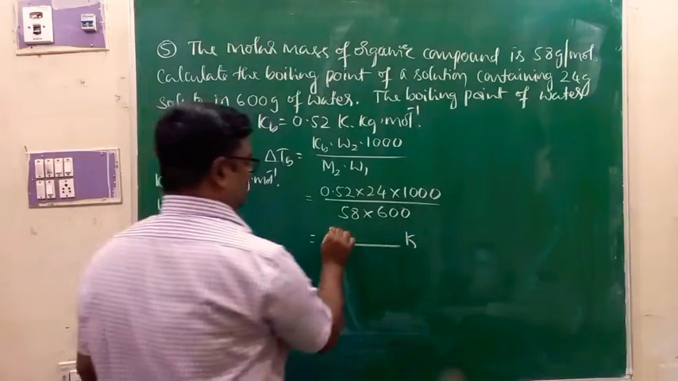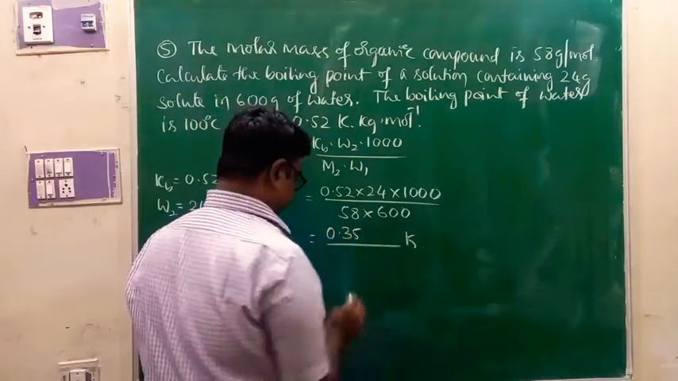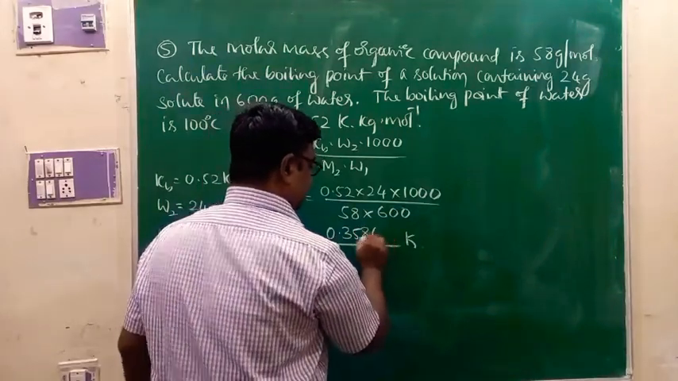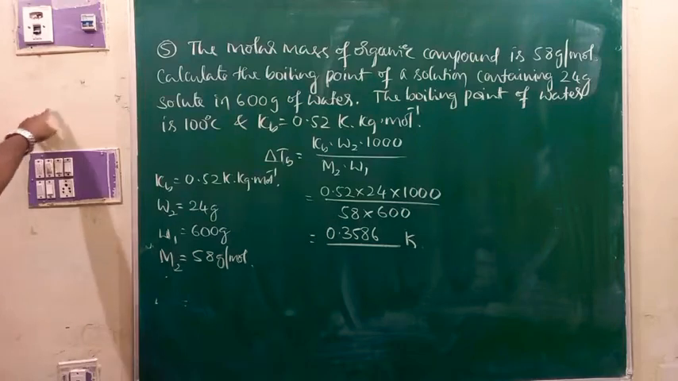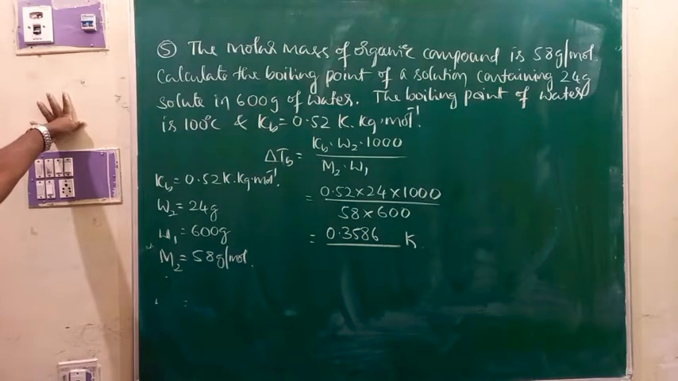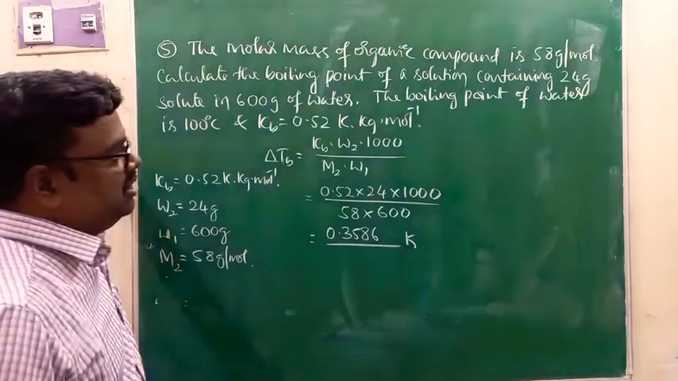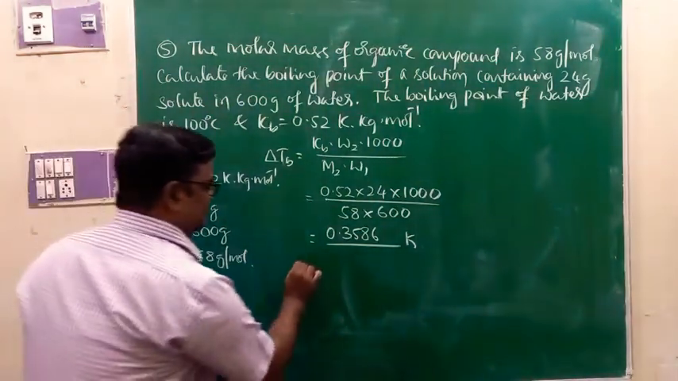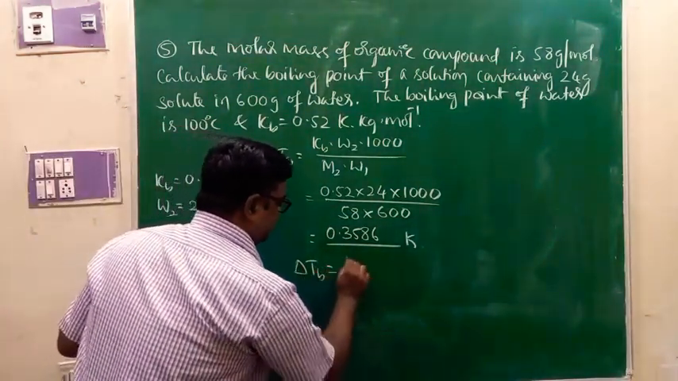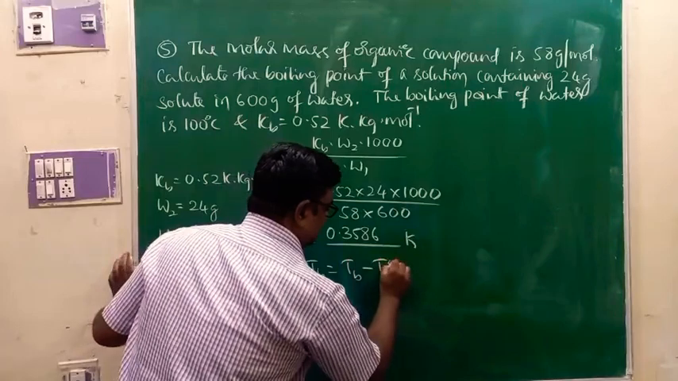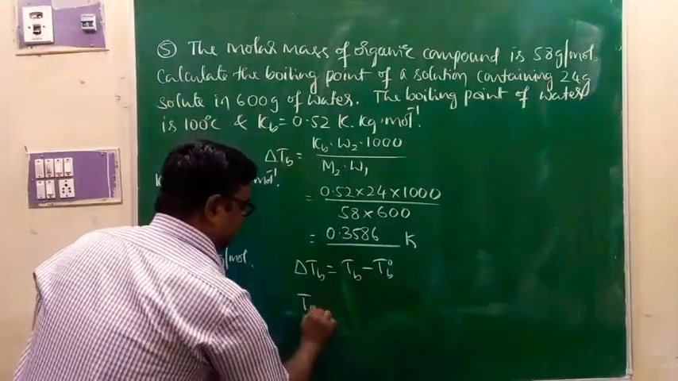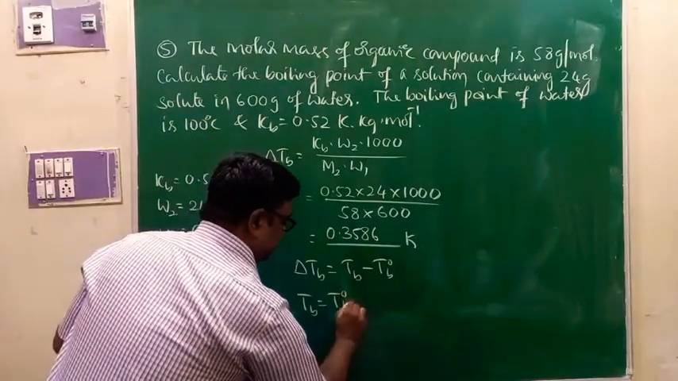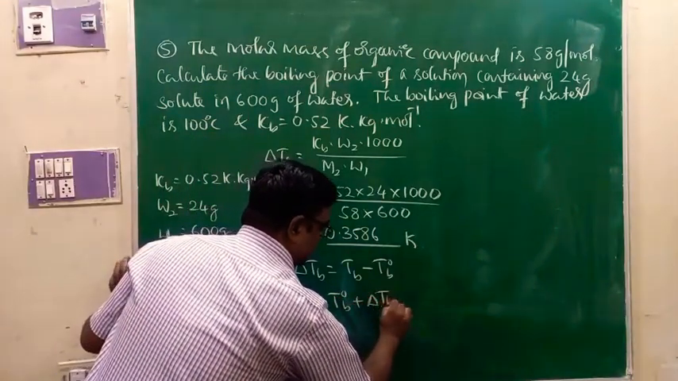And it is 0.3586 Kelvin. That is the elevation in boiling point. And you are not supposed to calculate elevation in boiling point, but instead you need to calculate boiling point of the resulting solution. That is delta TB is equal to TB minus T0B, where TB is the boiling point of the resulting solution. That is T0B plus delta TB.